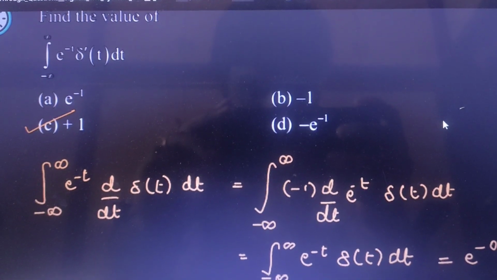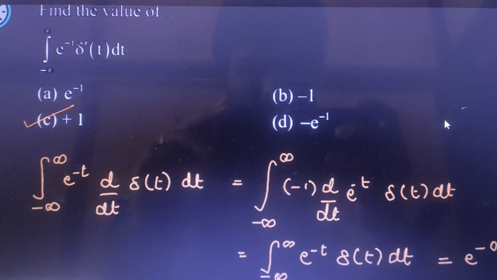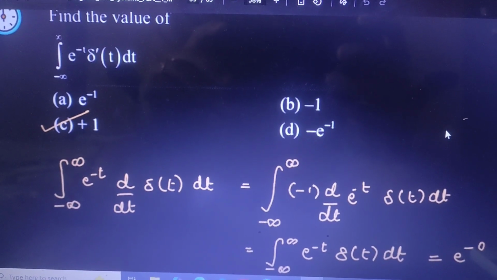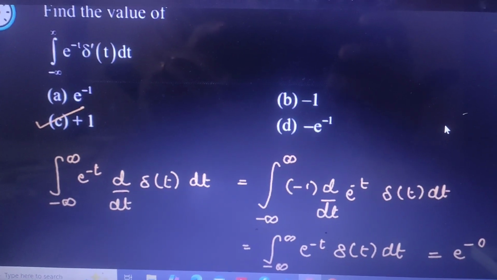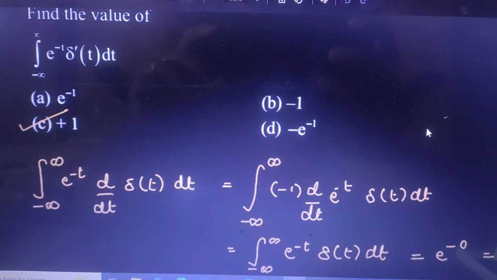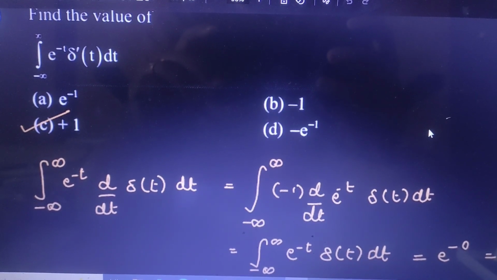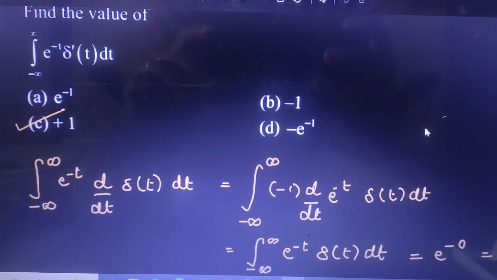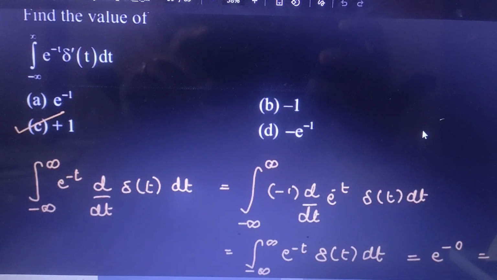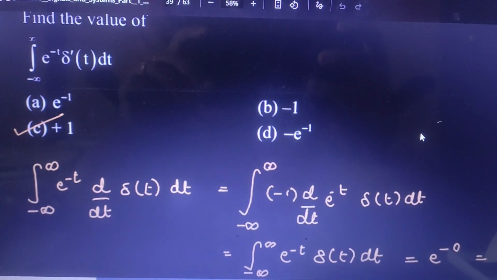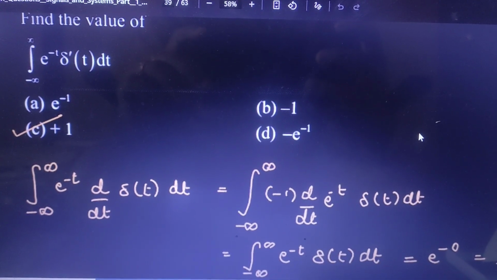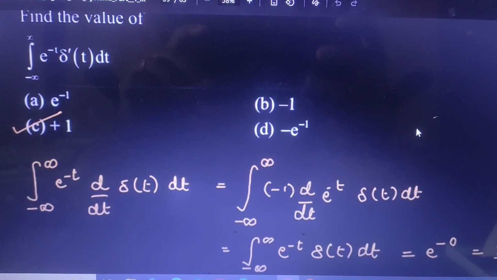In this problem, he is asking to find the value of the integral of e^(-t) δ'(t). Integration from minus infinity to infinity of e^(-t) d/dt of δ(t), which you can write as integration from minus infinity to infinity of minus 1 times d/dt of e^(-t) into δ(t). By differentiating e^(-t), you will get minus e^(-t) into δ(t). Minus 1 into minus e^(-t) gives e^(-t) into δ(t).